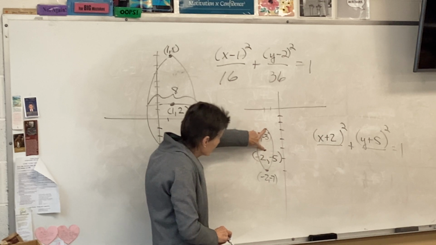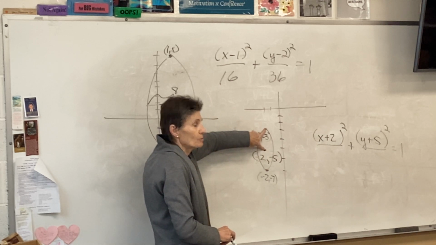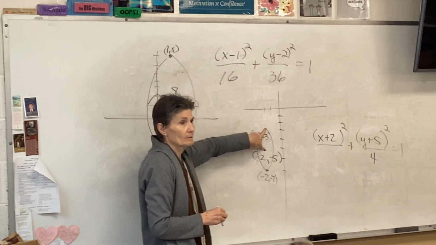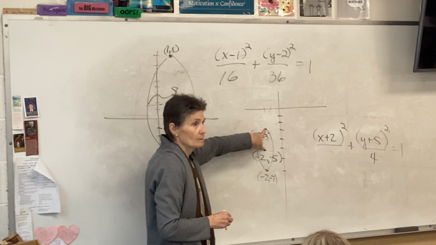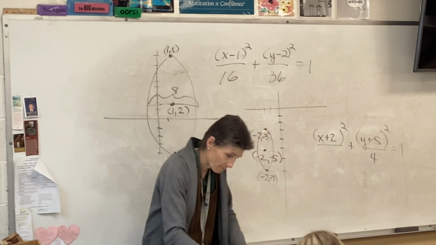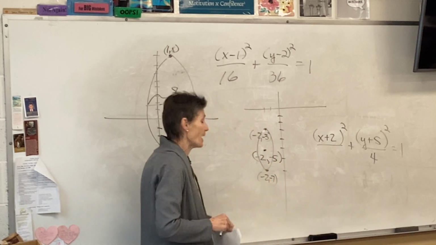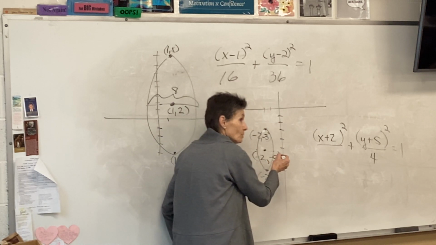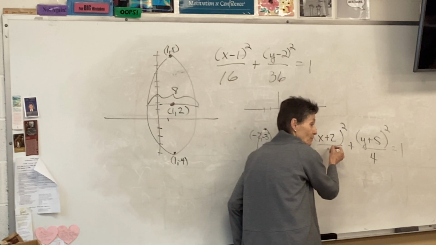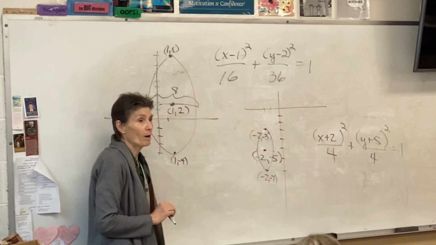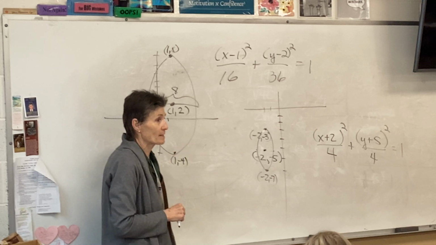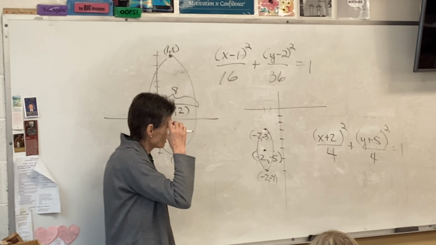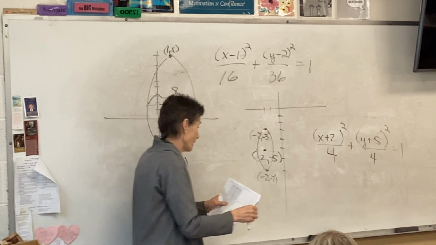How far up and down did I go? 2, which means under Y is a 4. Now, I have no idea how far sideways I went, but it tells me that the minor axis is 4. So that means I went back and forth 2, which means this is also a 4. That is not an ellipse, that is actually a circle. I want the same amount every way. Oh well, my bad.